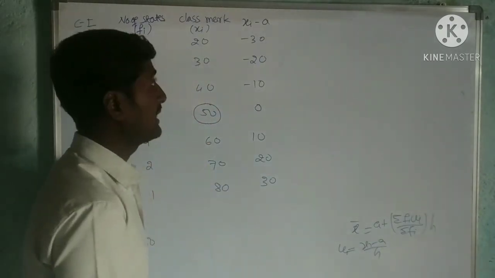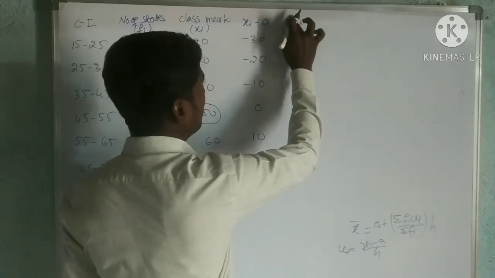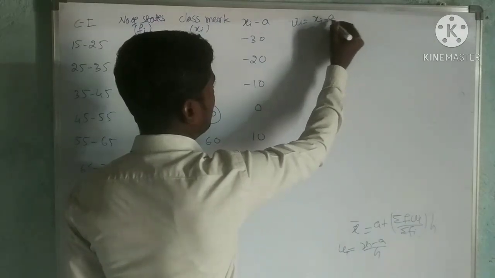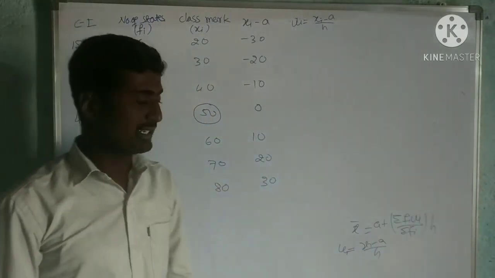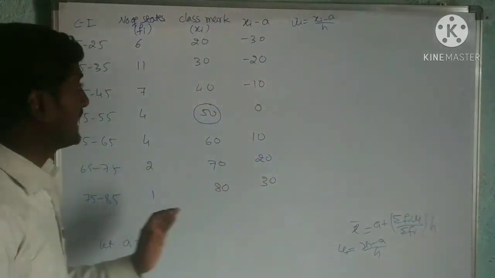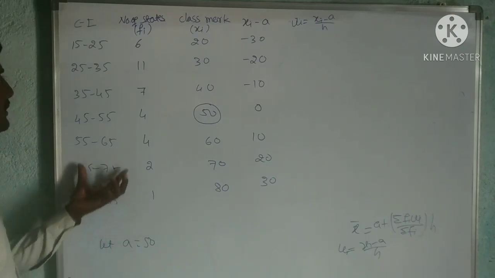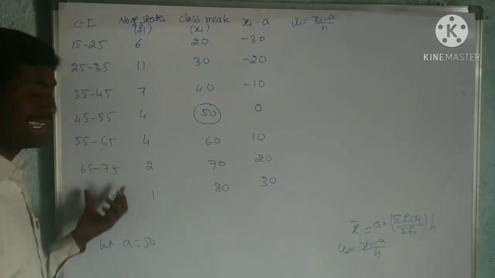Xi minus A I got. Then Xi minus A divided by H, that is the Ui term I want. Already I said H is nothing but the step length or step size. So you see this Ci column, the difference of upper and lower limit is 10, so that I can take H as 10.